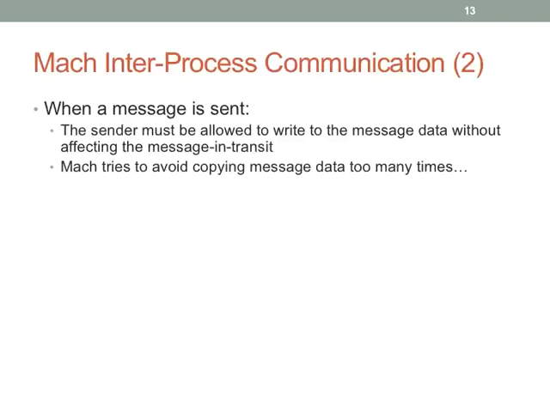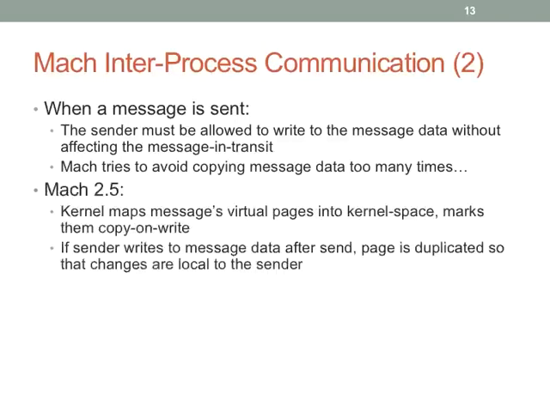So like it says here, Mach tries to avoid copying message data too many times. But if I'm going to send a message and then be allowed to write to that memory after I've sent it, but before the receiver has received it, then I need to come up with some way of protecting the message itself. And so in Mach 2.5, basically, like I say here, message virtual pages were mapped into kernel space. They would be copy on write.